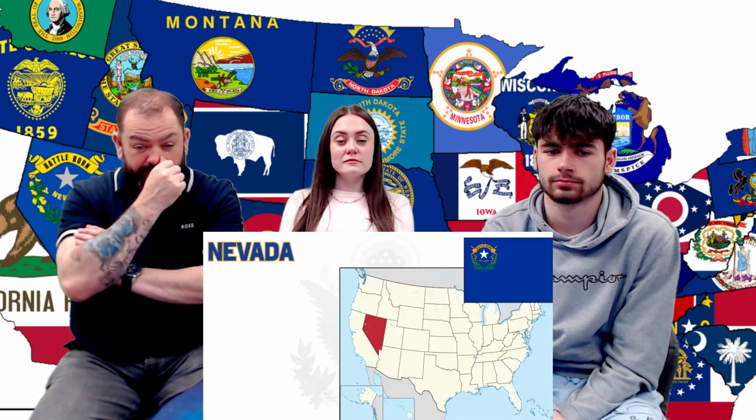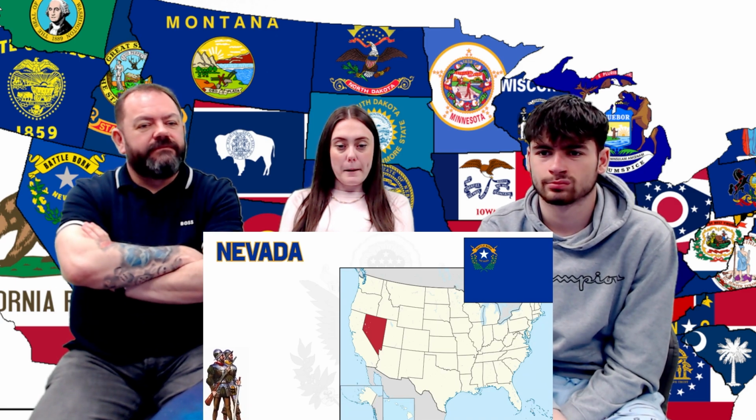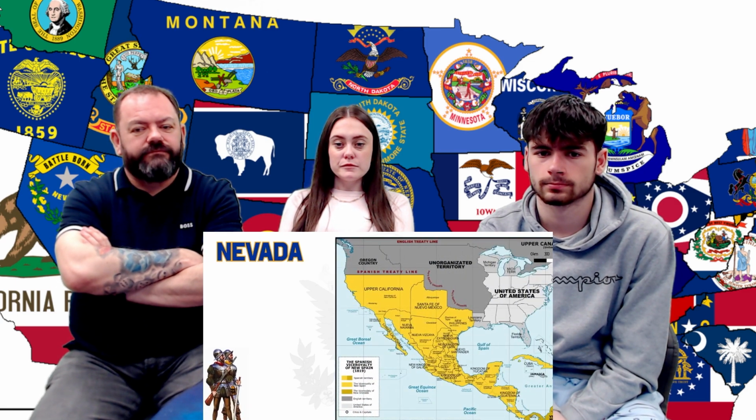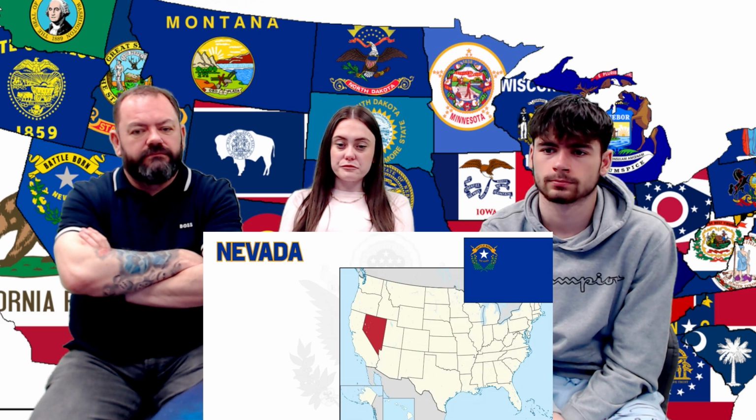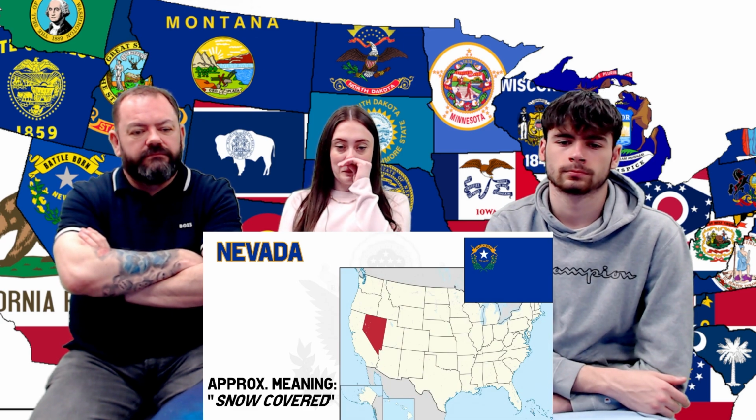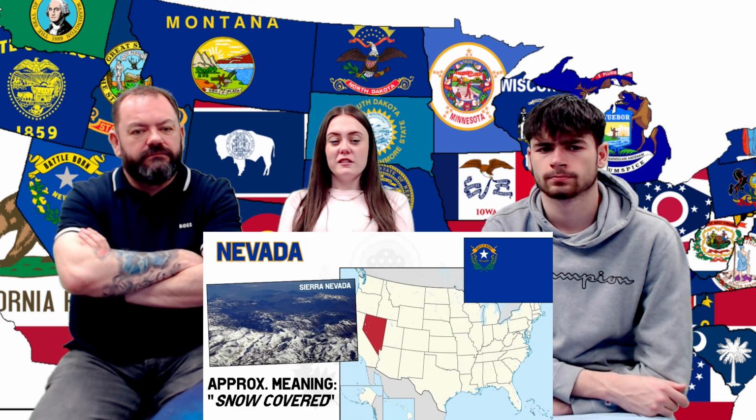Next to California is Nevada. Also having been named by the Spanish, most of these south-west states were first part of the Spanish colonial empire, then Mexico, and then finally conquered by the US. The name sort of means snow-covered and comes from the local mountain range, Sierra Nevada.